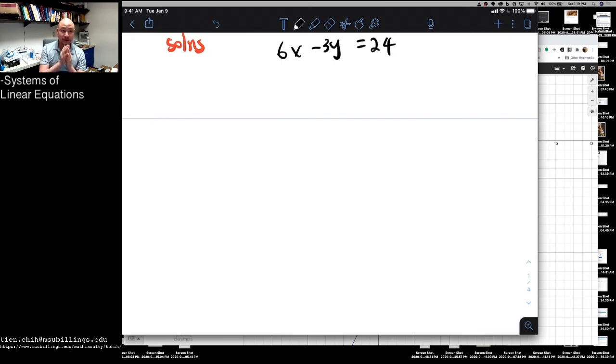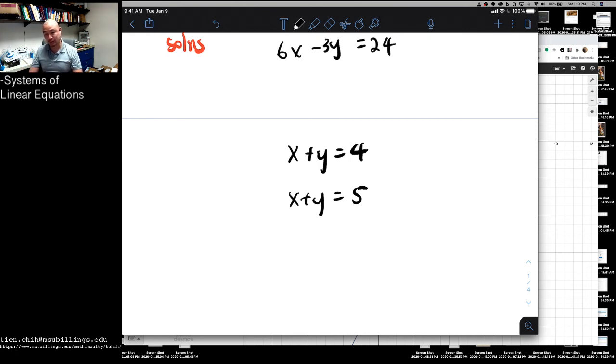Now, the third scenario that could happen is, let's come up with a straightforward example of that. Let's say x plus y equals 4 and x plus y equals 5.